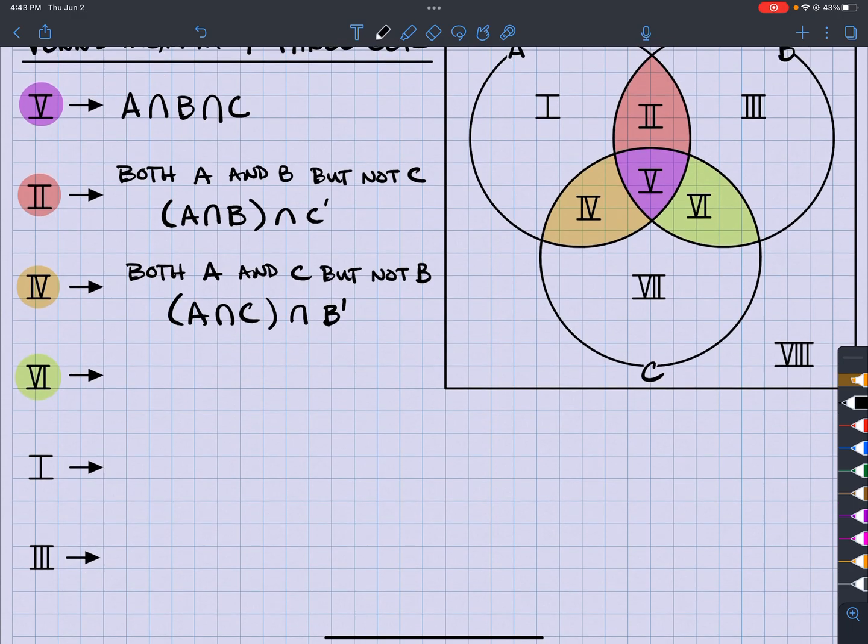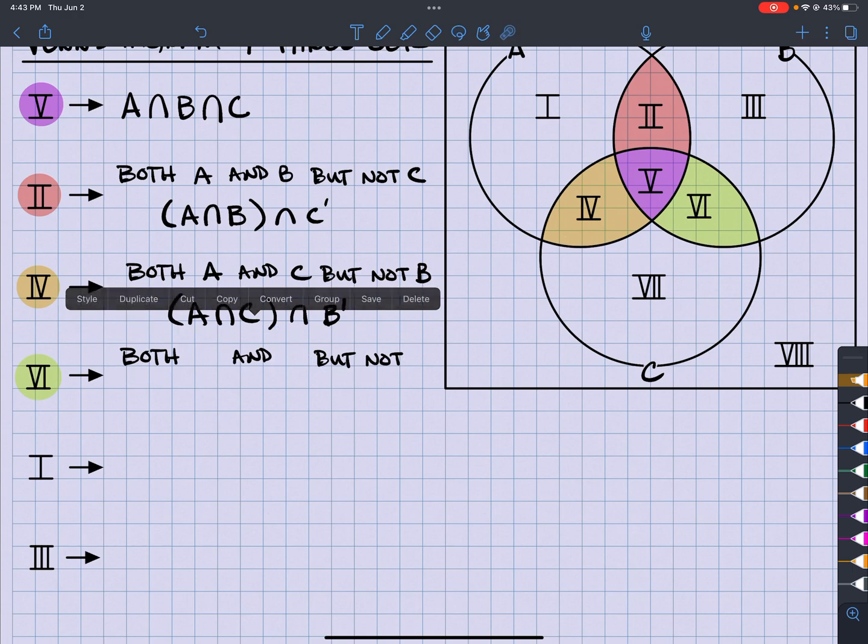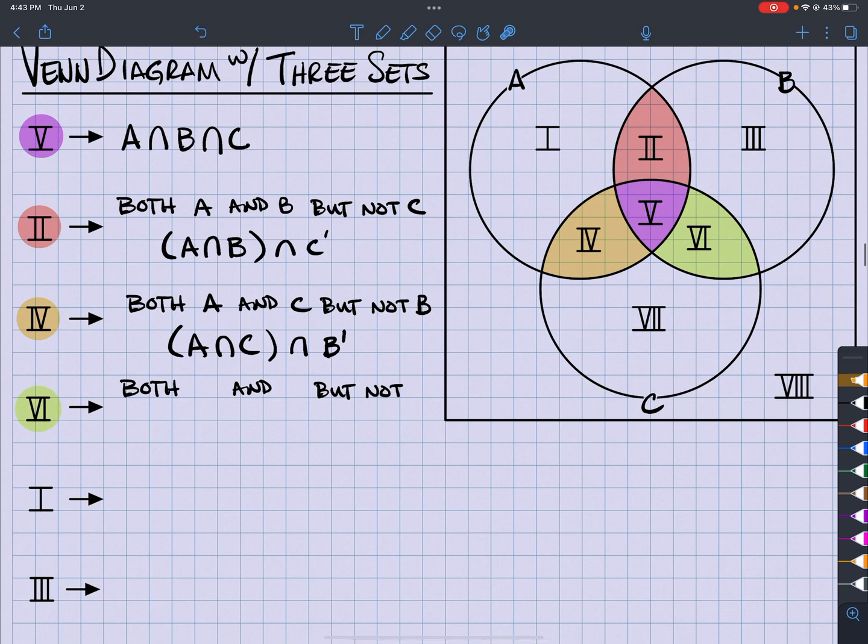Region 6. So let's take a look. Region 6 is right here. That is the intersect of B and C, but not the A. So it would be B intersect with C, intersect with not A. Okay.